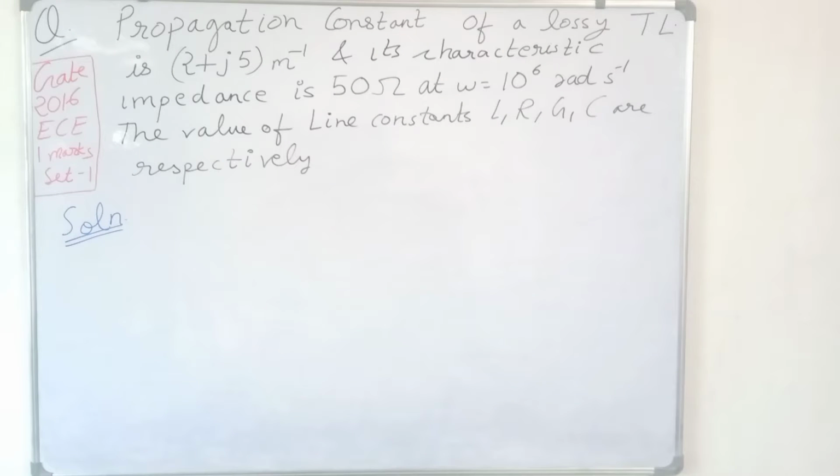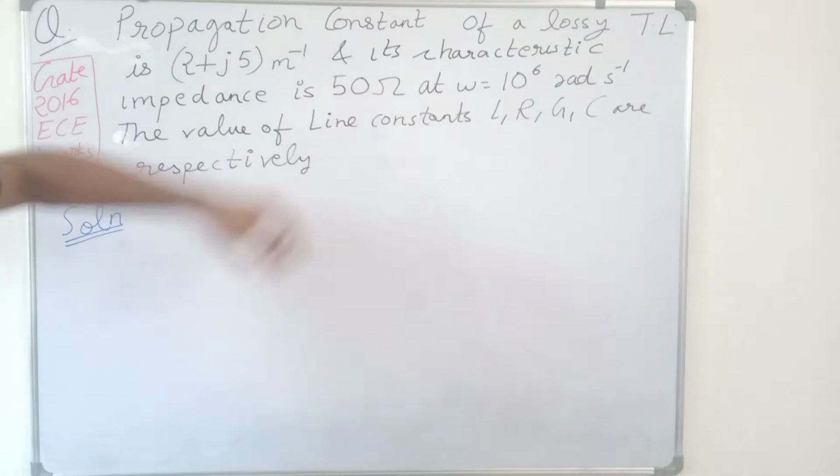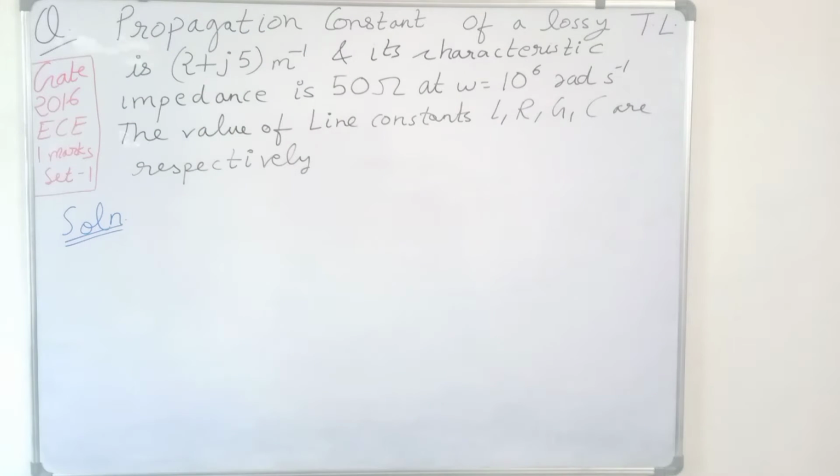So we are solving a question from GATE 2016 electronics branch. It was of 1 mark, so it is a very easy question. It says that the propagation constant of a lossy transmission line is 2 plus j5.